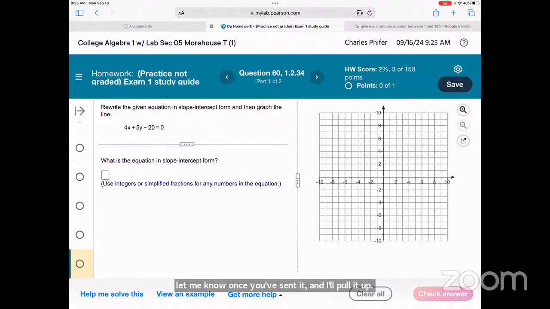Okay, while he's doing that, this question comes from section 1.2, question 34. Rewrite the given equation in slope-intercept form and then graph the line, right?